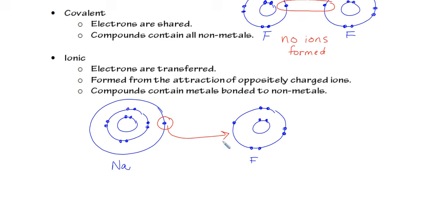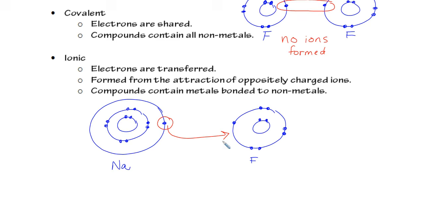Fluorine can gain the electron, fills his outer shell with 8. Sodium can lose that 1 electron. Now his outer shell becomes the second, and the second is filled with 8. Match made in heaven. This is the ionic bond, where we transfer electrons. We're going to form charged ions.